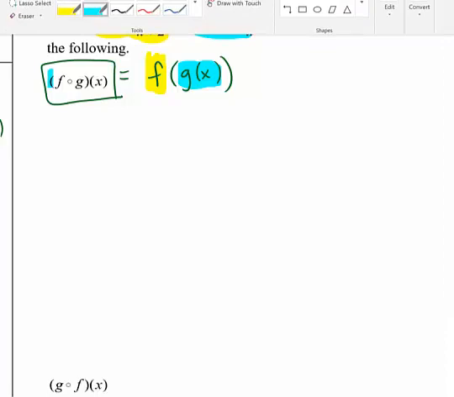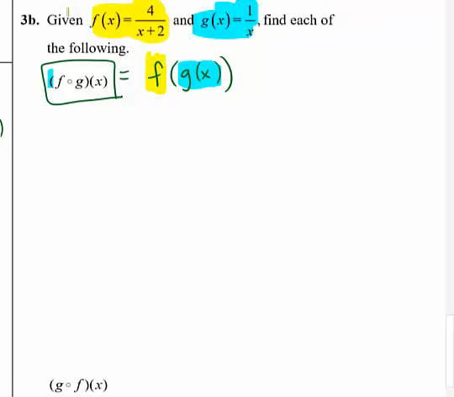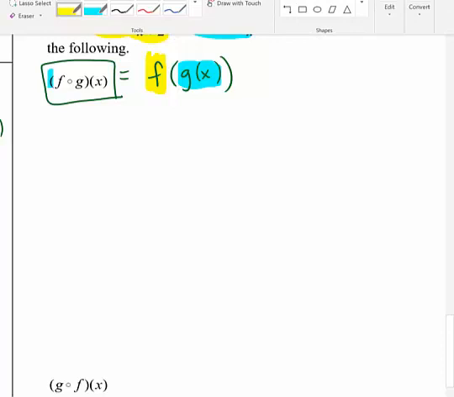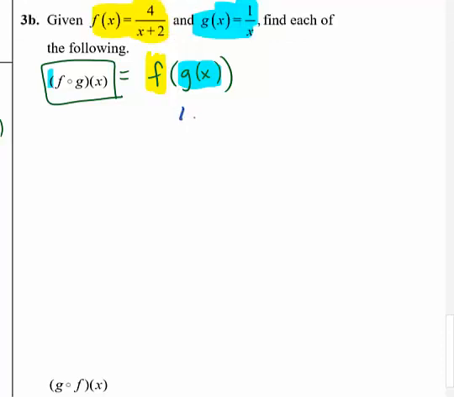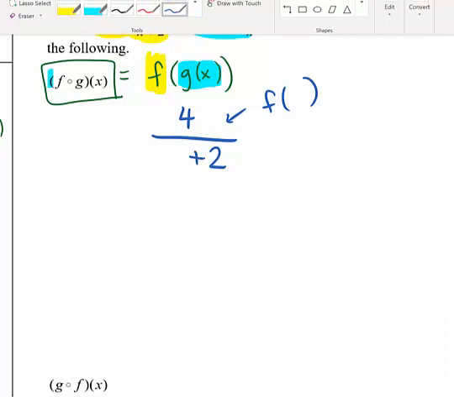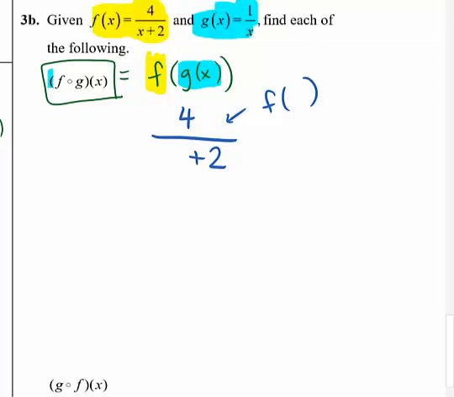So let's see. I'm going to write what the outer function looked like. The outer function was f is 4 over x plus 2. That's f of x. It's like the skeleton of f of something. I'm not going to write x yet because I don't really want f of x. I want f of g of x.